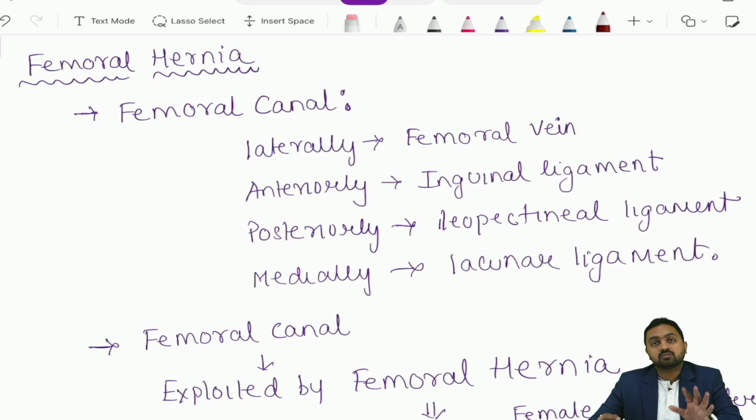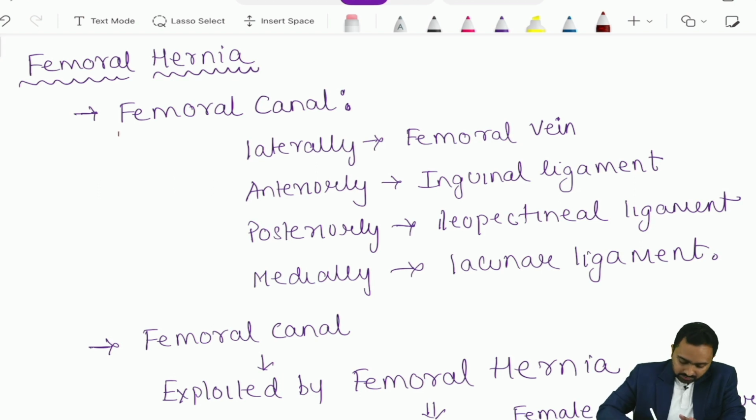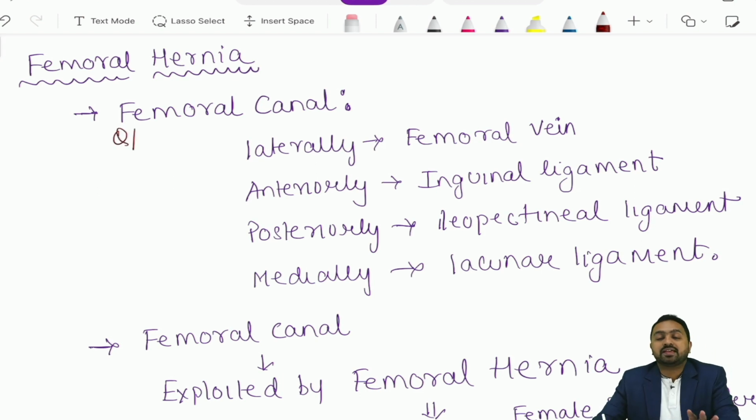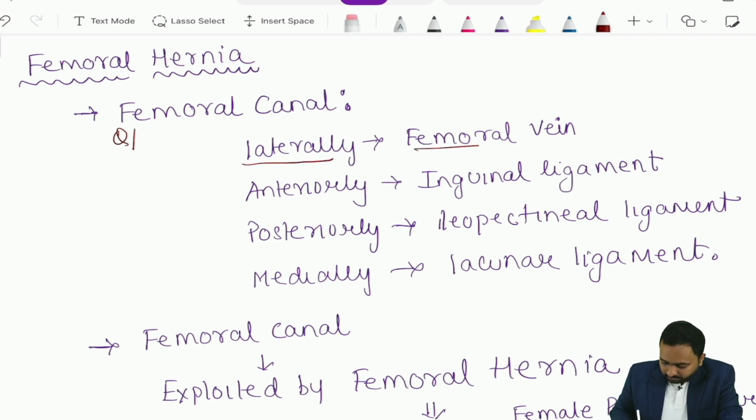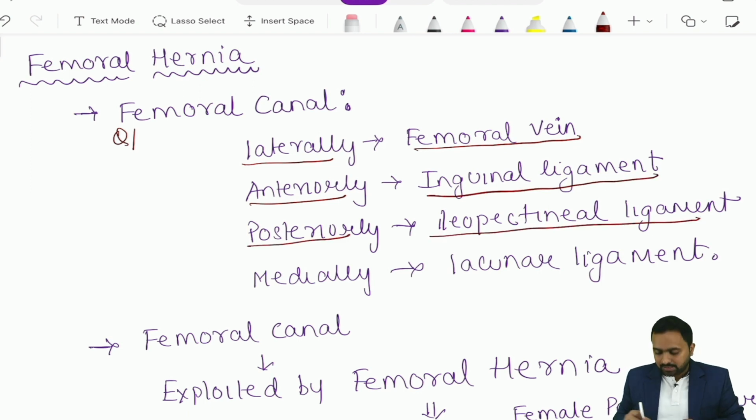Femoral hernia. Before we go for the discussion on femoral hernia, let's take a look at the anatomy of your femoral canal. This is again a very important question where they have asked you regarding its boundaries. It is bounded laterally by your femoral vein, anteriorly by your inguinal ligament, posteriorly by your iliopectineal ligament, and medially by your lacunar ligament.